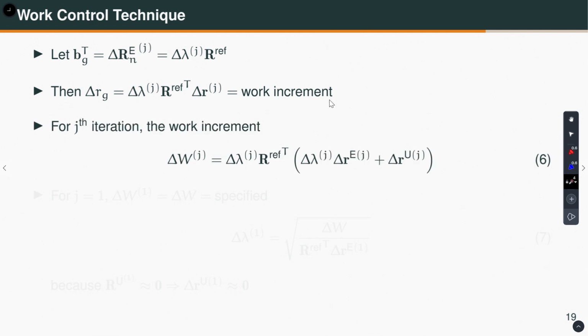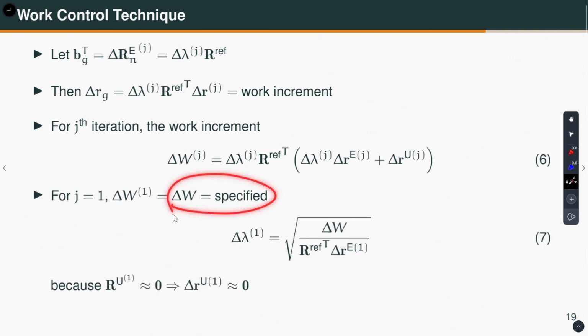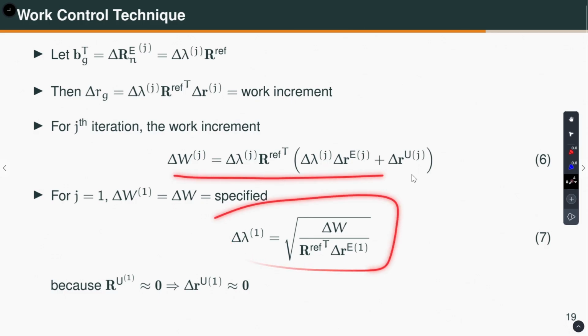So, I can now develop a work control technique. For the jth iteration, the work increment, which is delta Wj, means this quantity is no longer a displacement, but a work, okay. So, delta lambda j times reference load transpose, and then again I am writing this quantity as a summation of the displacement increment due to reference load and the displacement increment due to the unbalanced force vector, right. So, for the first increment we specify what is my work increment. For all subsequent increments, work increment is 0. So, from here I can calculate what is delta lambda, just from this, right.